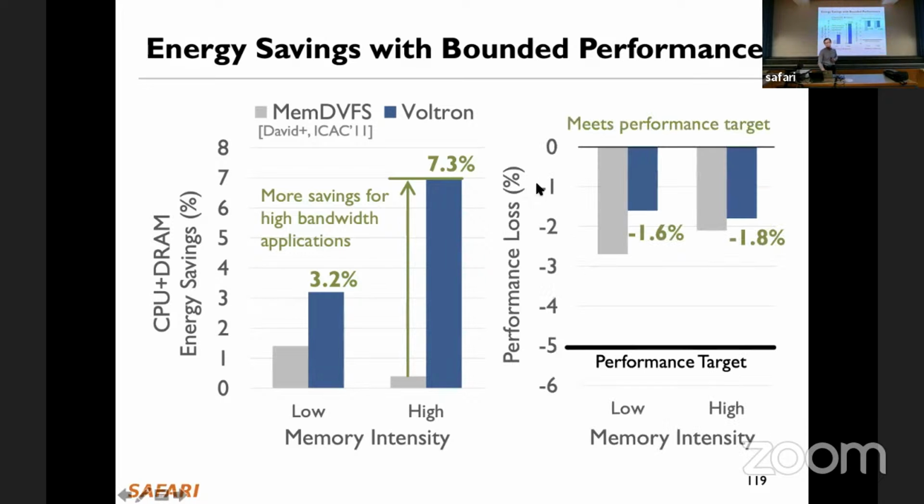And the target performance loss, you can see that the performance loss is within the target. In this case, the target was 5%. But this clearly depends on the application, right? Maybe you're not able to tolerate 5%. In some applications, you may be able to tolerate 10%.